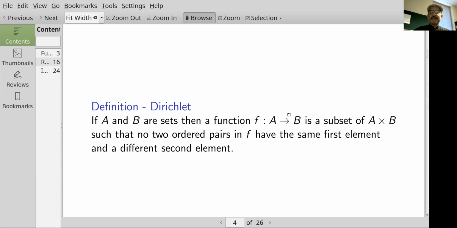Okay, so this definition is due to Dirichlet. If A and B are sets, then a function f from A to B is a subset of the Cartesian product A cross B, such that no two ordered pairs in f have the same first element and a different second element. Basically, what that's saying is that f maps an element of A to an element of B, and to only one element of B.